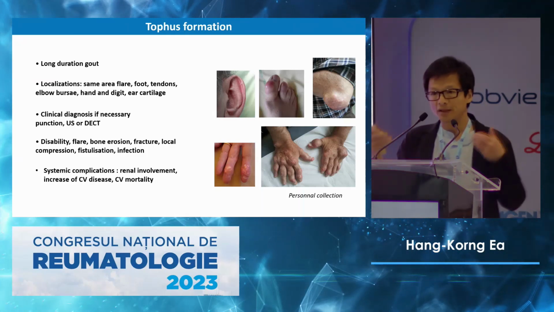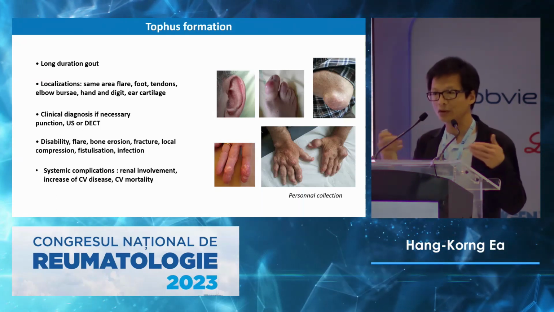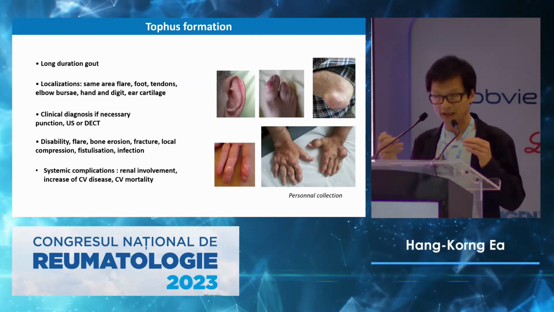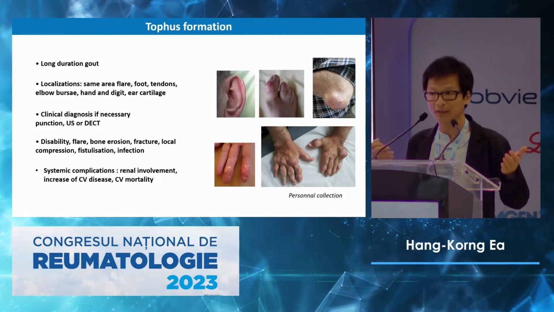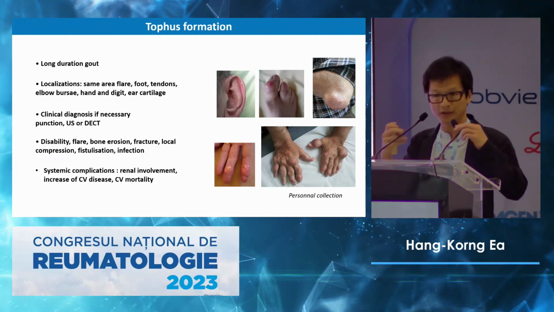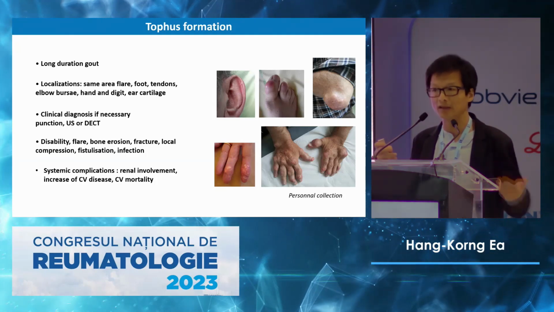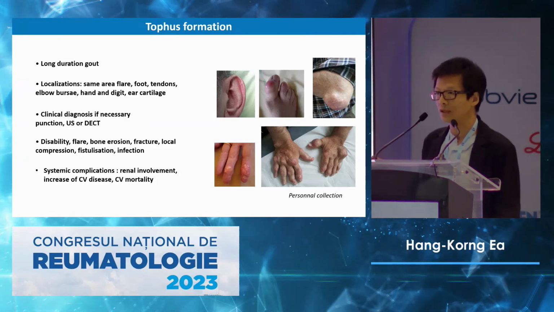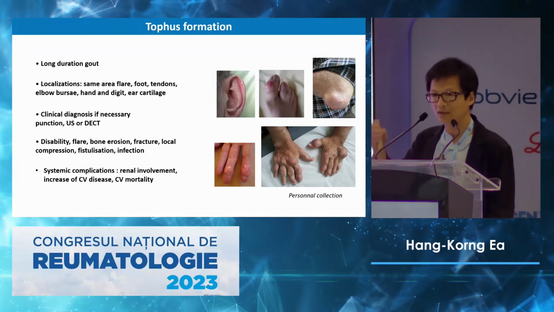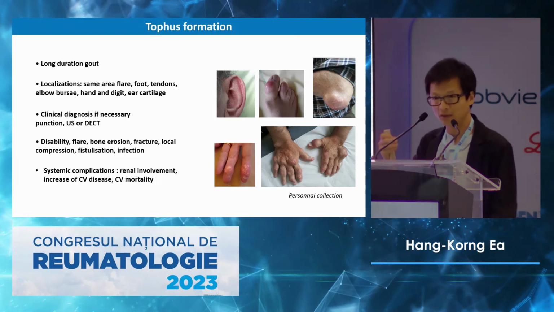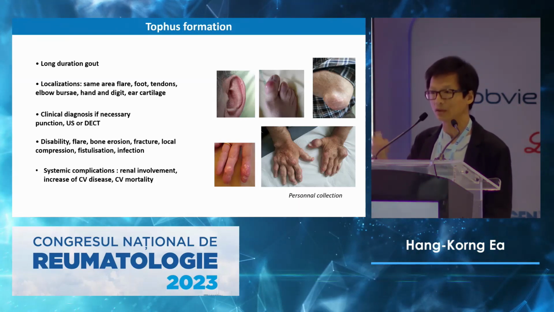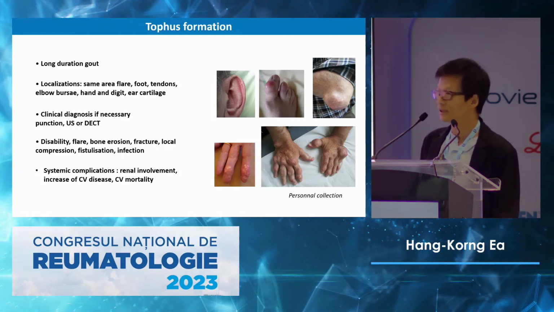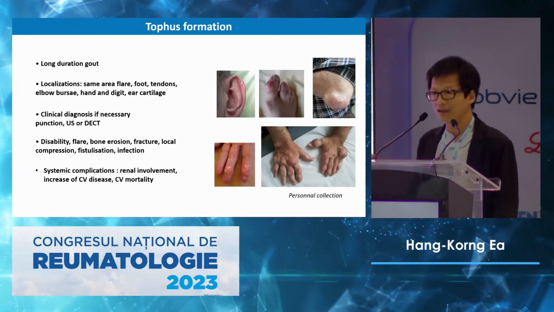And the presence of this tophus will lead to complications. You have local complications, but also systemic complications. One of the systemic complications, Pascal told us earlier, is MACE and cardiovascular disease. We know that the presence of tophus is strongly associated with a higher risk of cardiovascular events, but also of cardiovascular death.